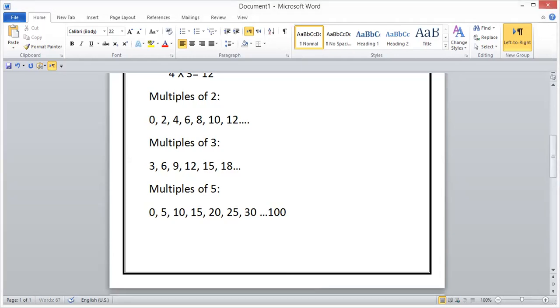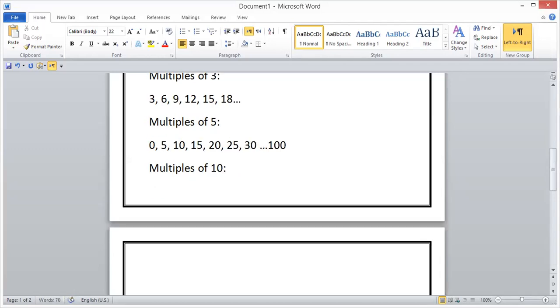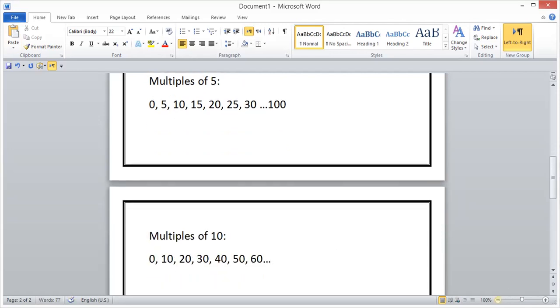I should introduce you to multiples of 10 as well. Multiples of 10 are, guys, start counting: 0, 10, 20, 30, 40, 50, 60, and so on. The numbers which come in the table of 10 are multiples of 10, or the numbers which are exactly divisible by 10 are multiples of 10. So guys, I'm going to write question number 1 now.